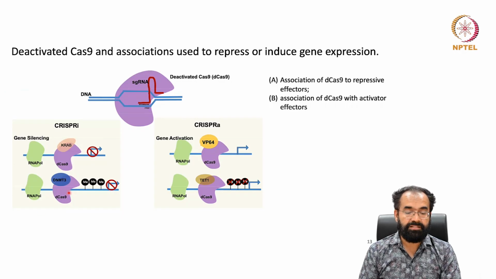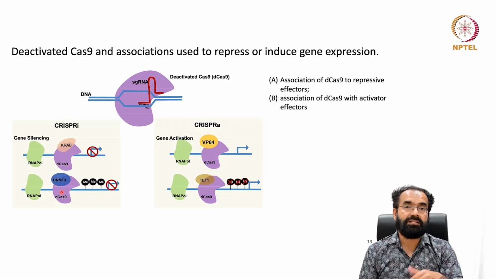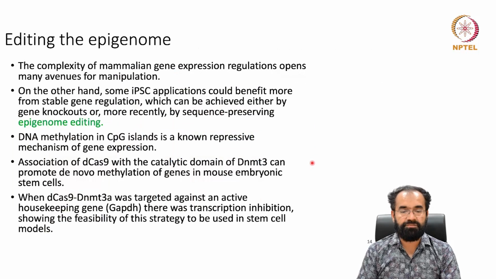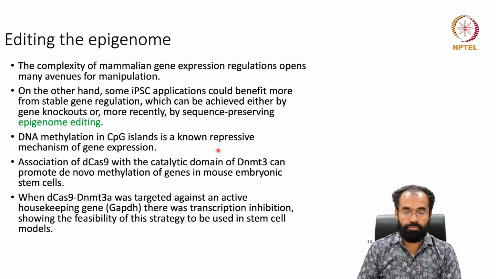The gene expression which is normally turned on is now turned off. The other option is that you can bring in something called DNMT3, DNA methyltransferase. Cas9 fused with the DNA methyltransferase will methylate the DNA so that the gene expression can be turned off. The other option, activation, is that Cas9 is fused with VP64, which is an activator protein. Or Cas9 is fused with TET1, ten-eleven translocase, which will demethylate the DNA. So both will turn on the gene. This is what can easily be achieved using the CRISPR approach.